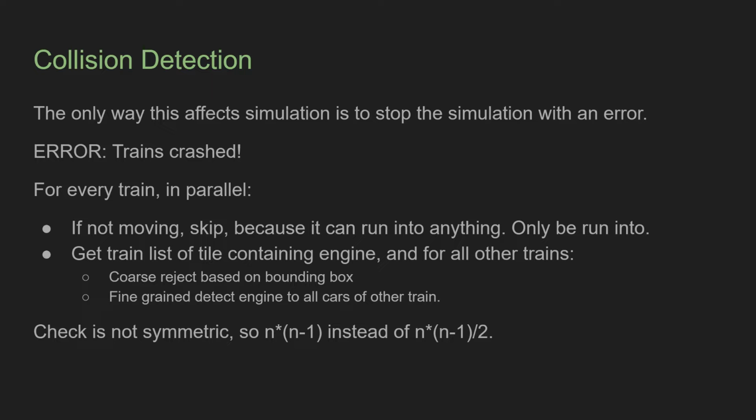And if I can't reject the collision, then I do a fine-grained detection where I determine if the engine intersects any of the train cars of the target train. I'll note that this test is not symmetric, because I'm detecting just the engine versus the entire other train, which means that I have to do n times n-1 collision detection tests. If the collision detection were symmetric, then I would only need to do half as many tests. But overall, I think this is a win because it avoids having to detect the collision of every car versus every other car in the other train.